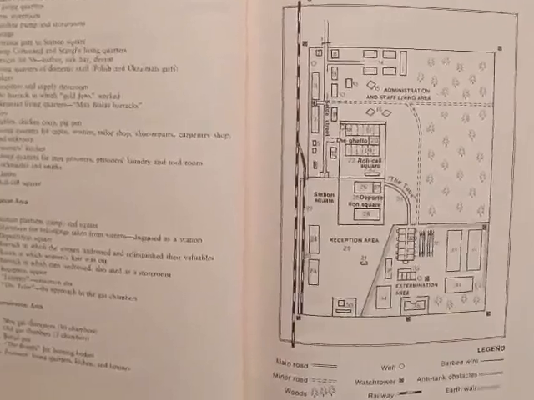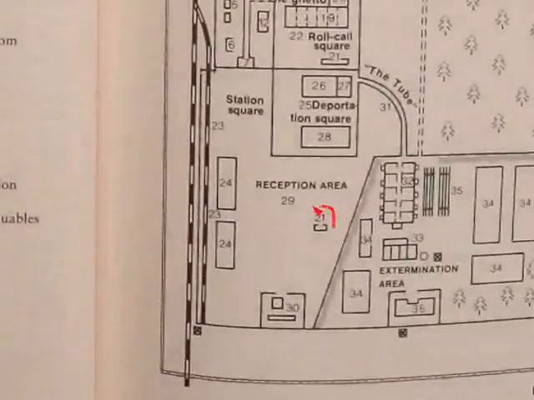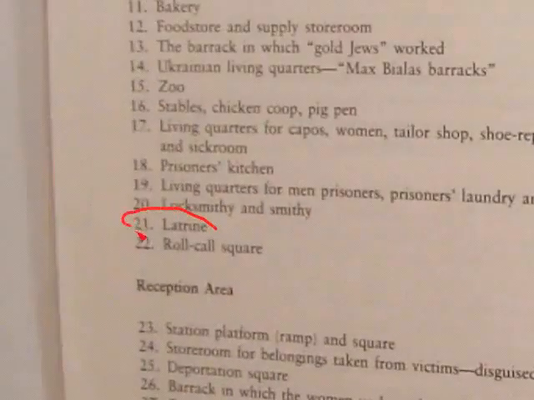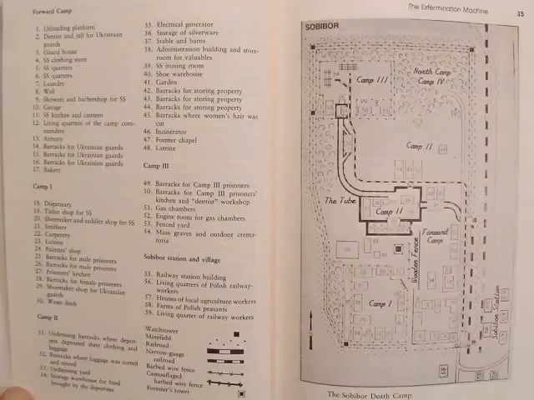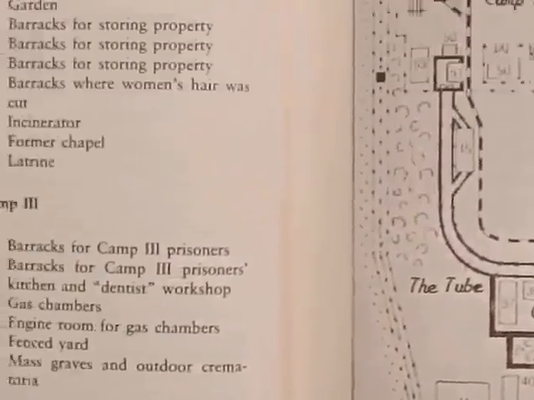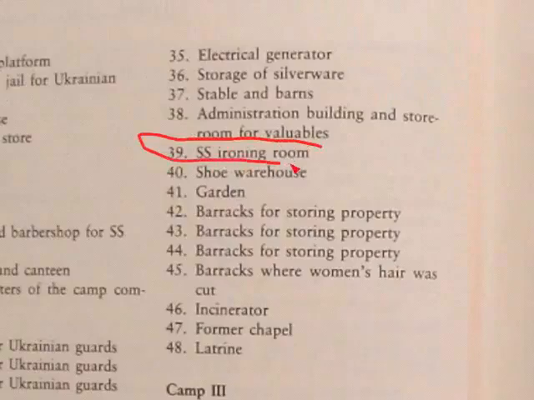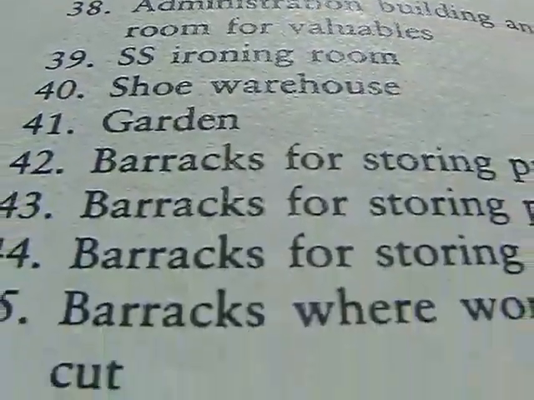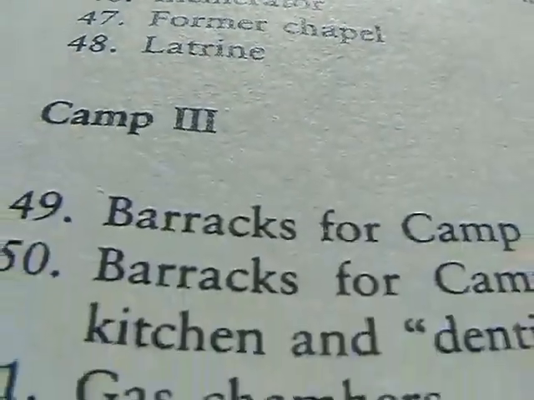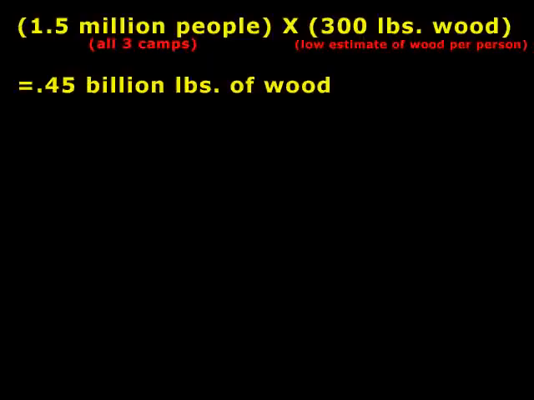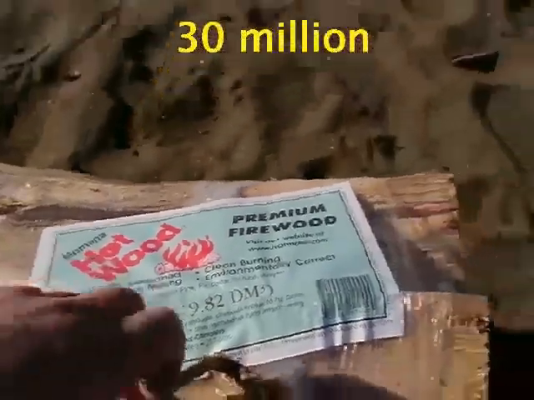We see minutiae of detail on these maps. Number 21, as an example, is the latrine. And on the Sobibor map, number 39, is the SS ironing room. Minutiae of detail. But nowhere on any of these maps is there a warehouse for all the wood. Matter of fact, there isn't even a wood shed for the B as in Bruce 500 million pounds of wood. That is 30 million packs of Montana hot wood.